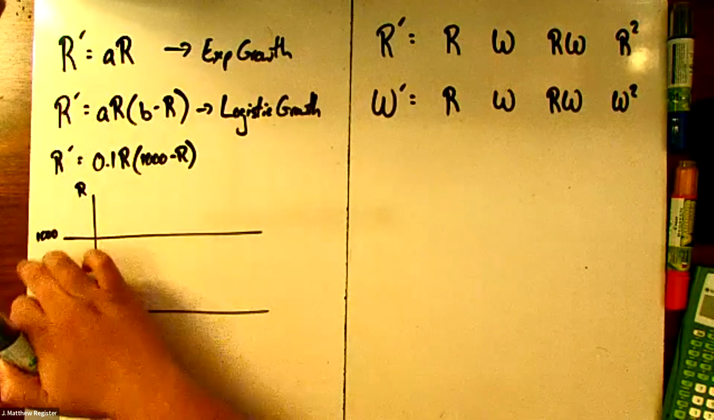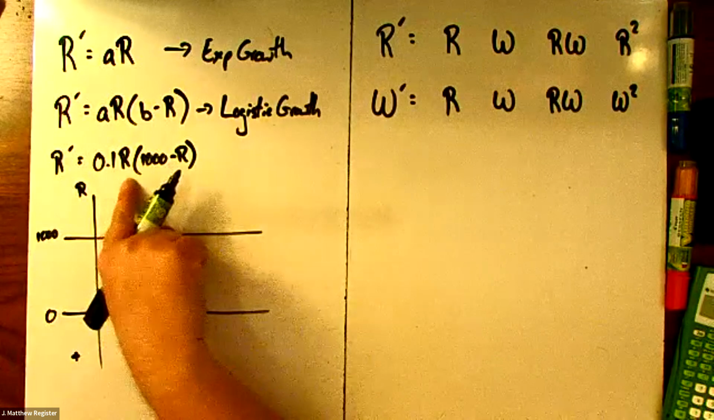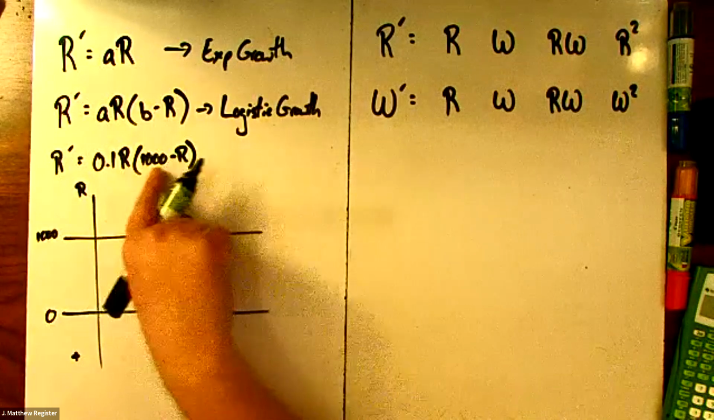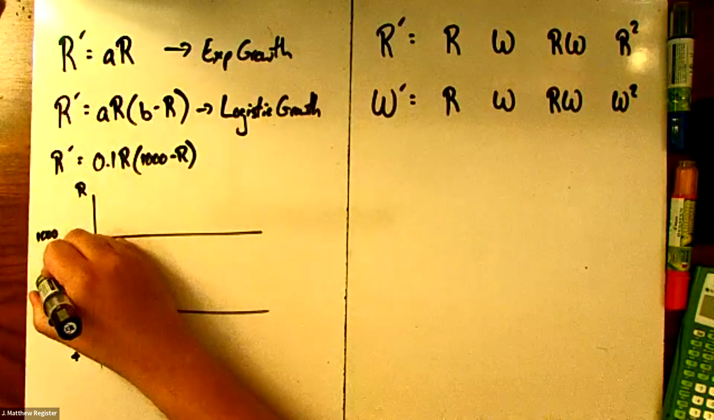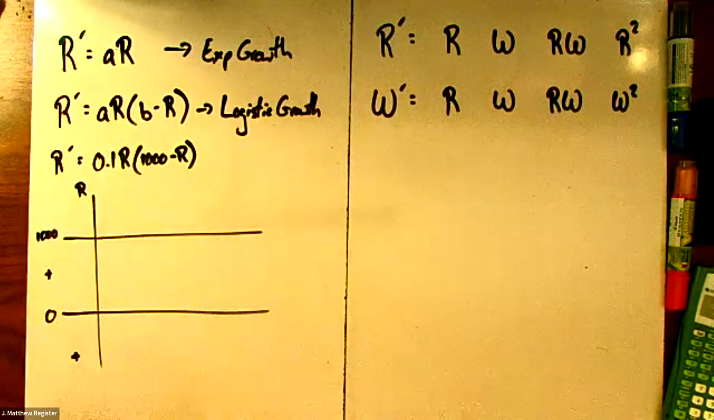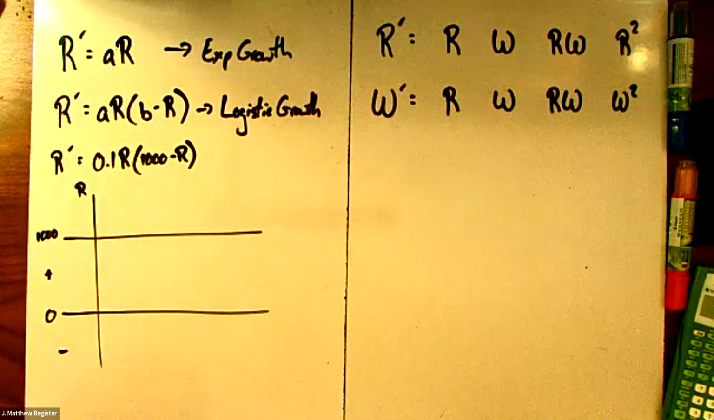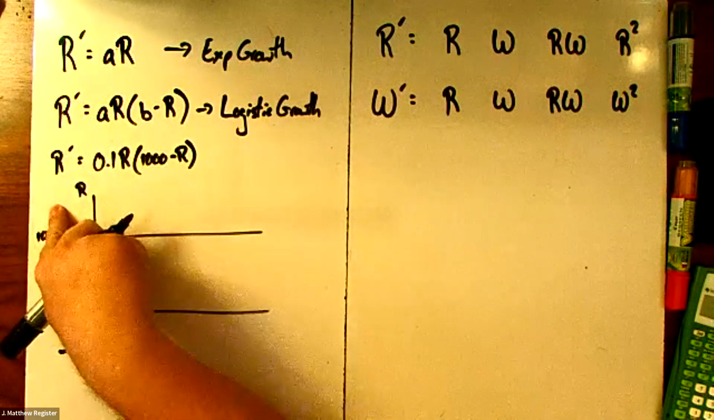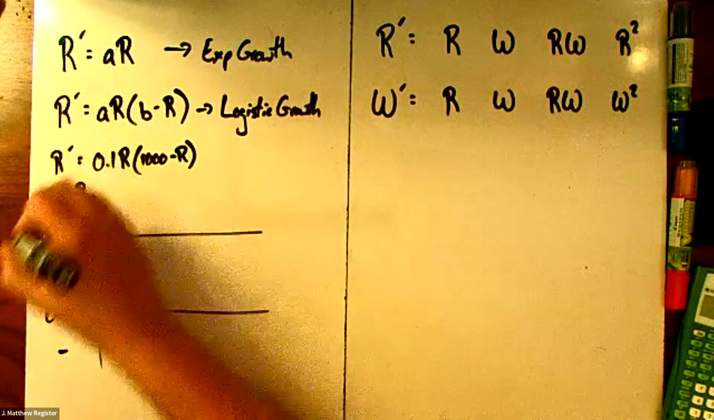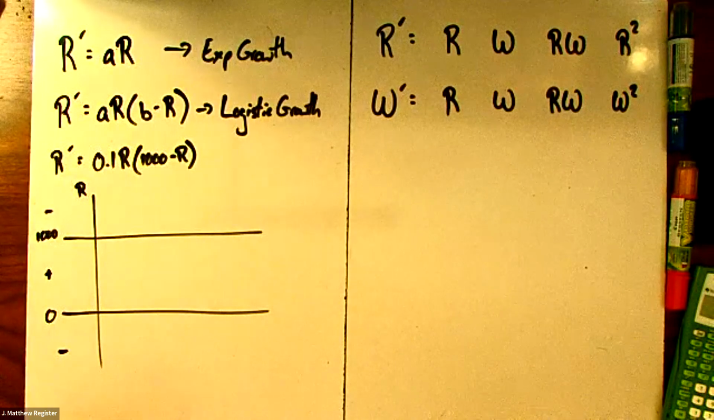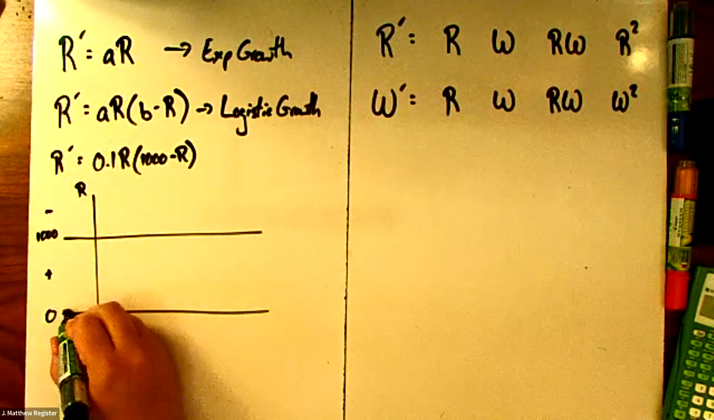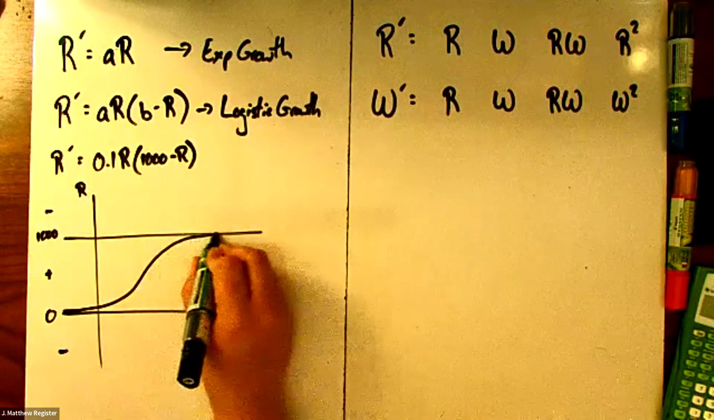If we are between 0 and 1,000, we will notice that this term's positive, this term's positive, and so this would be positive. I had this sign backwards. This would be a negative down here. Sorry about that. And then up here, we would also get a negative. And so what the graph of this will look like is something like this.